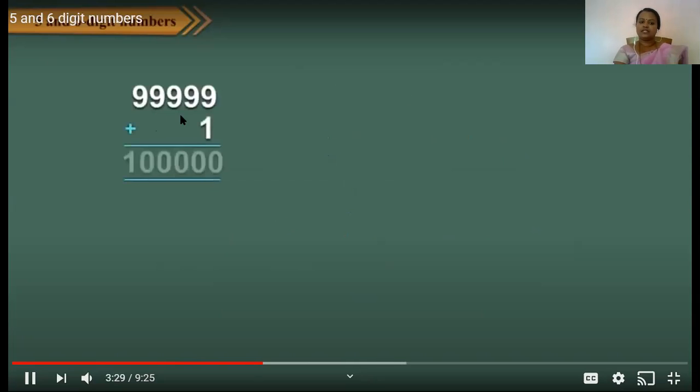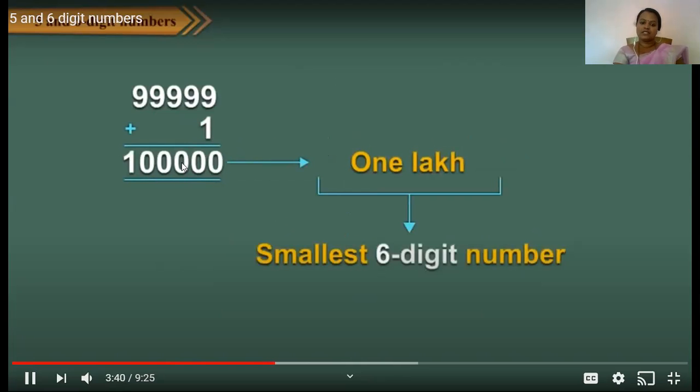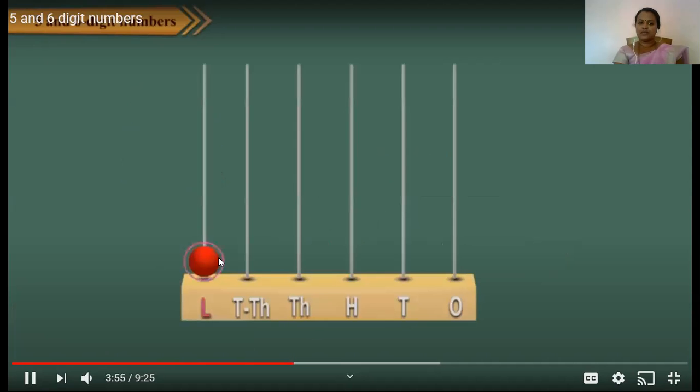If we continue by adding 1, what would be the new number formed? Yes, it would be 100000, that is 1 lakh, which is termed the smallest 6-digit number. You will see 1 is in a new place, that is the lakhs place. When we represent this on the abacus, we place 1 bead in the lakh space and the remaining are empty. So that is 1 lakh.